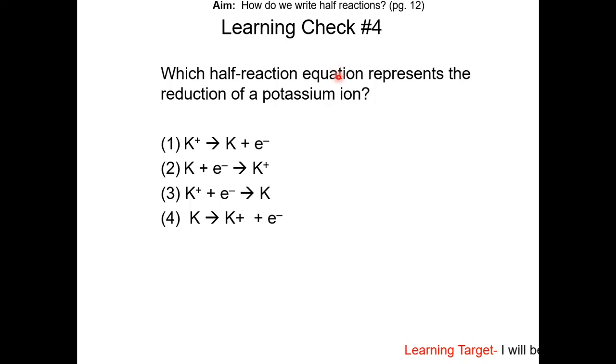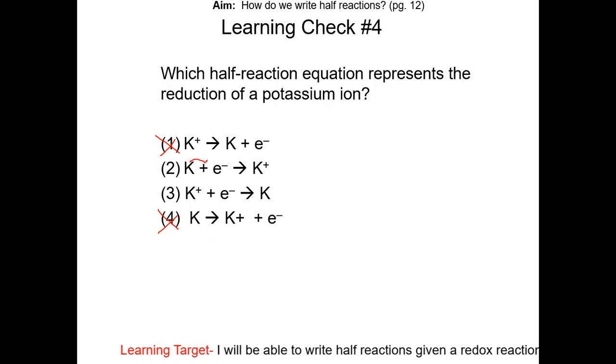Learning check number 4. Which half reaction equation represents the reduction of potassium ion? Pause the video and resume when completed. In reduction, electron is on the reactant side, so choice 1 and choice 4 are wrong. Choice 2 is also wrong because conservation of charge is not observed. The total charge of the reactant side is -1. The total charge of the product side is +1. So choice 2 is wrong as well. So the answer is choice 3.